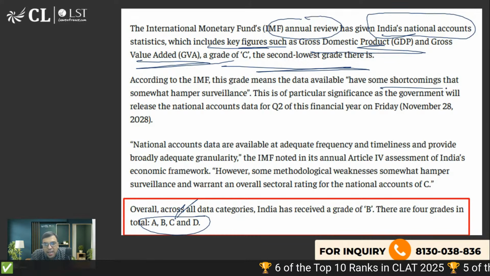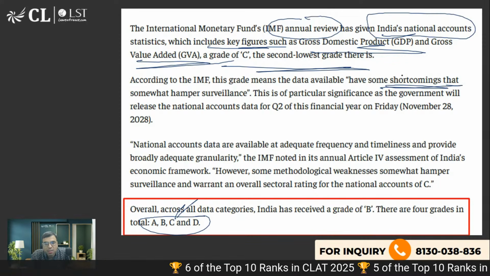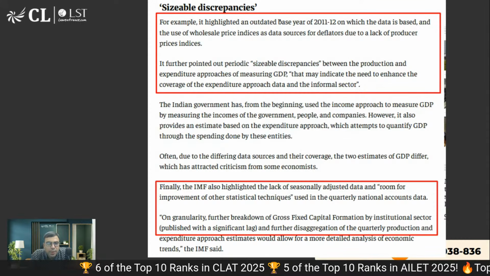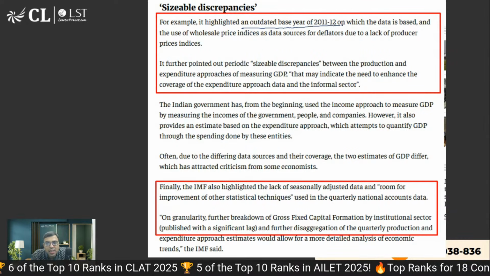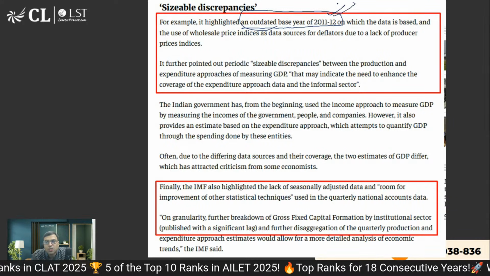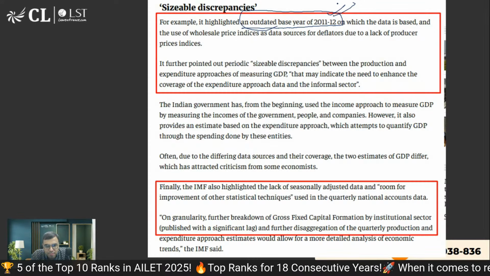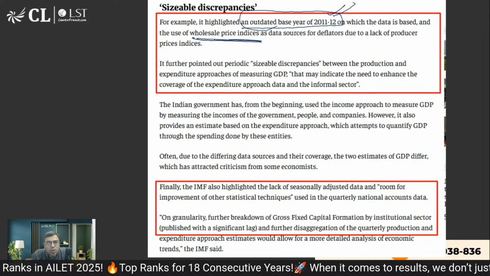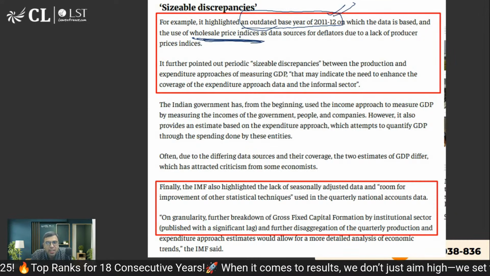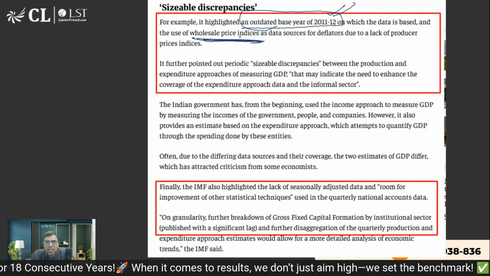So they have highlighted some shortcomings and raised some issues. The first is an outdated base year. The base year we are taking is 2011-12, so we have to update it. Especially when the wholesale price index is being calculated, the base year has to be updated, because it is almost 13-14 years old.